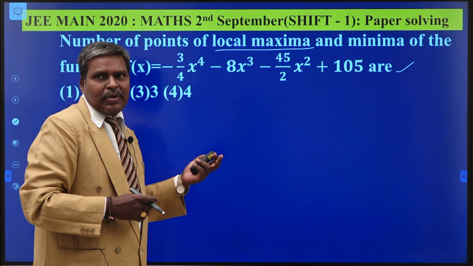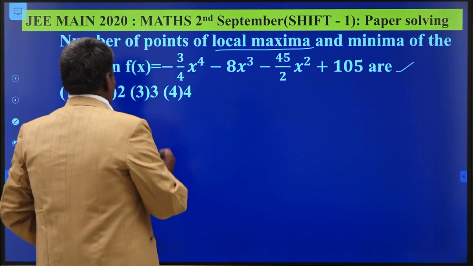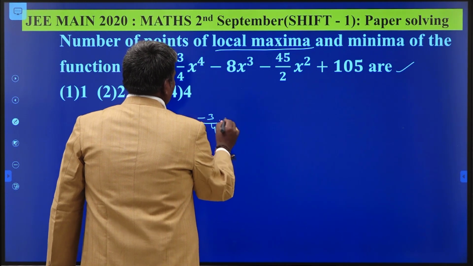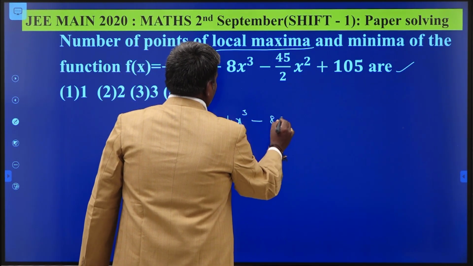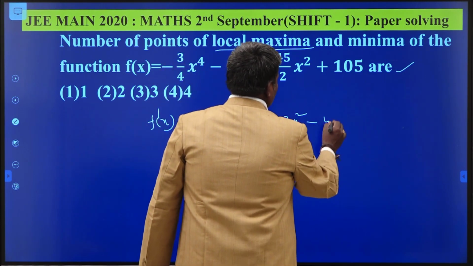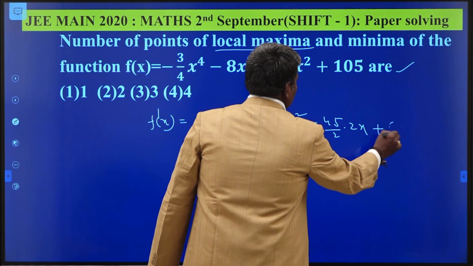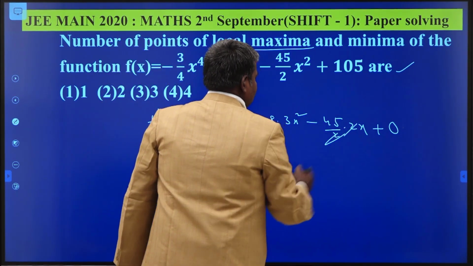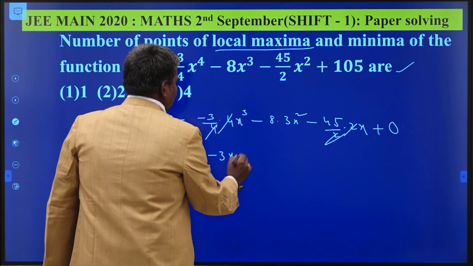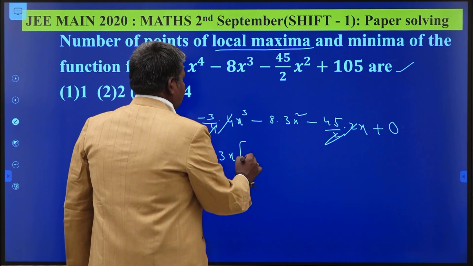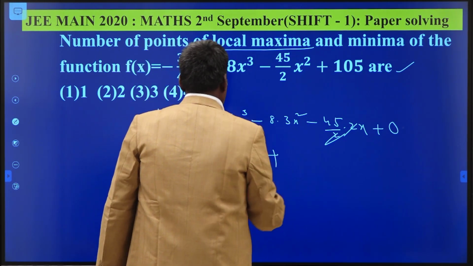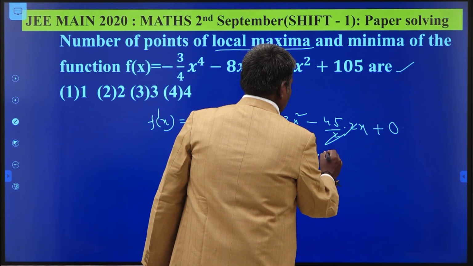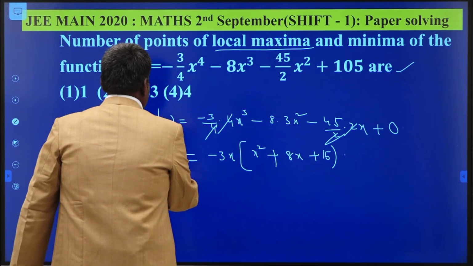So to get the maxima or minima, what you have to do? You have to differentiate the function. What is my f dash x now? F dash x is equal to minus 3 by 4 times of 4x cube minus 8 times of 3x square minus 45 by 2 times of 2x plus 0. This is the derivative of this function. 4 gets cancelled, 2 gets cancelled. You can take minus 3x common. Minus 3x times of x square plus 8x plus 15. This is your f dash x.